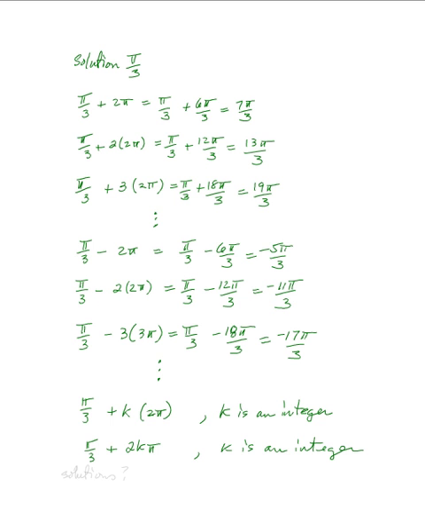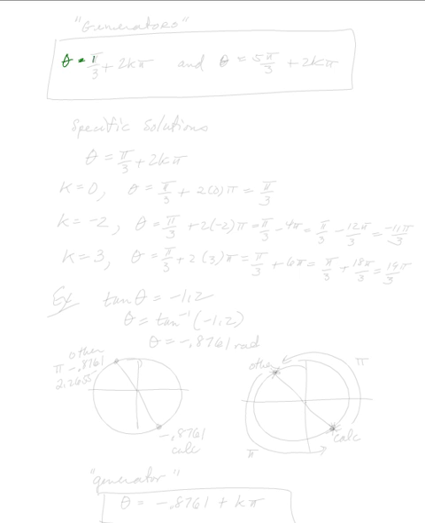Now, of course, if you did the same thing for 5 pi over 3, you would see the same basic pattern. Instead of pi over 3 plus 2k pi, you'd have 5 pi over 3 plus 2k pi. So what are your solutions? Well, I call it a generator. What we have just come up with are generators for specific solutions, but the generators actually encompass all the solutions. So I would have theta equals pi over 3 plus 2k pi, and theta is equal to 5 pi over 3 plus 2k pi. Okay, same pattern.